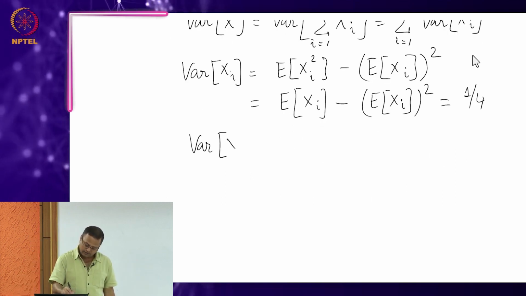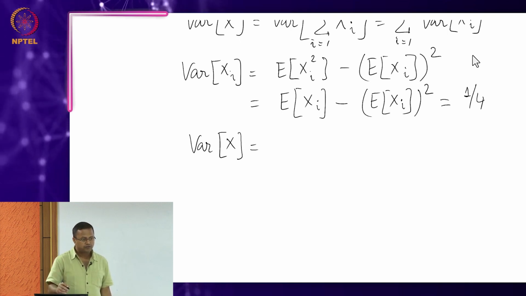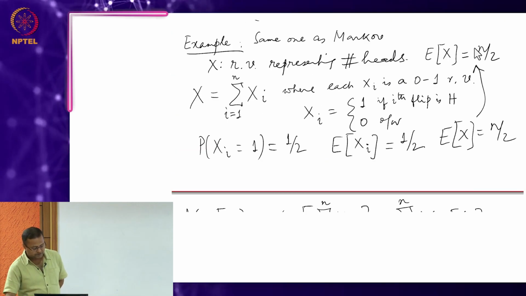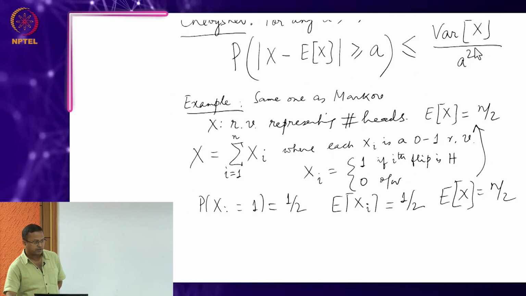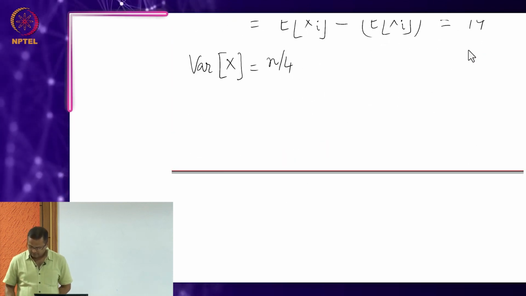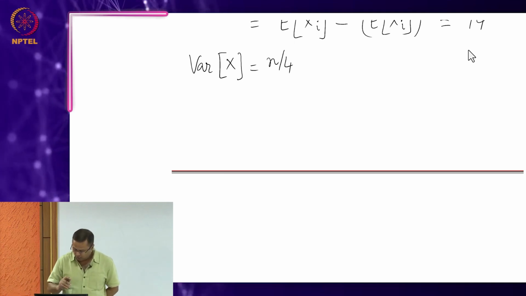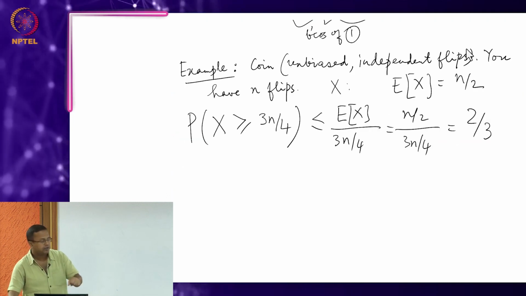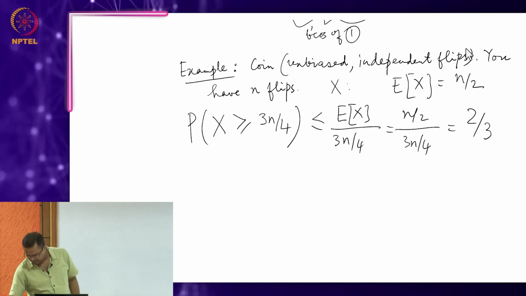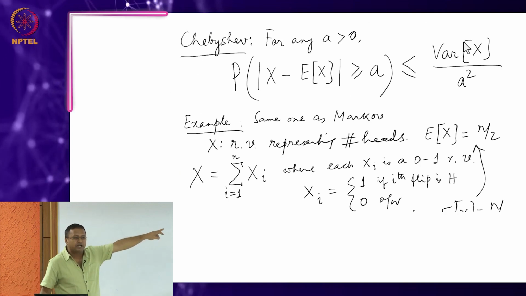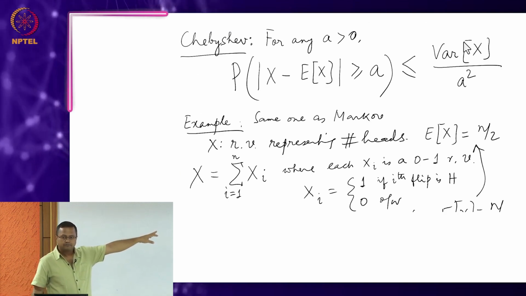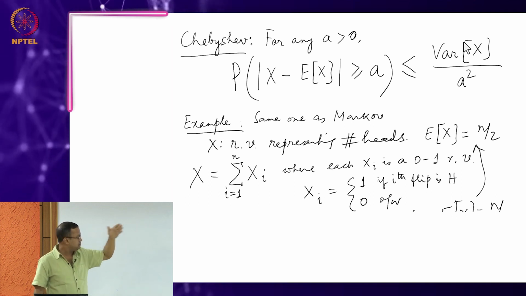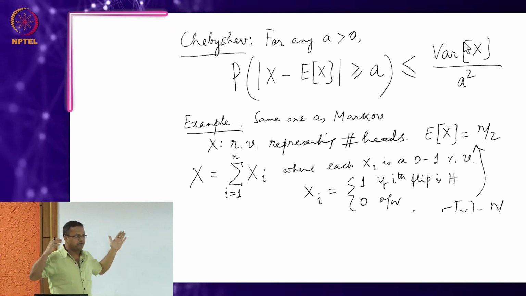So what is now the variance of x? N by 4, right? It's n times the sum. Okay, now look at Chebyshev's formula. This is variance of x by a square. Now I want to do the same thing, x greater than or equal to 3n by 4. But Chebyshev is not exactly in that form, right? Markov was in a situation where I knew nothing, but in Chebyshev I obviously know expectations because I have computed the variance. So Chebyshev is asking me to take the deviation of the random variable away from its expectation.